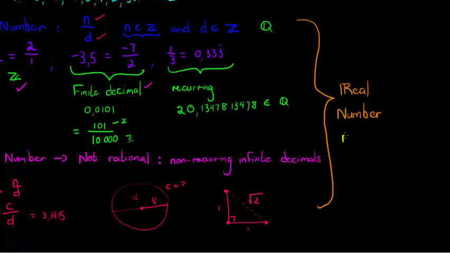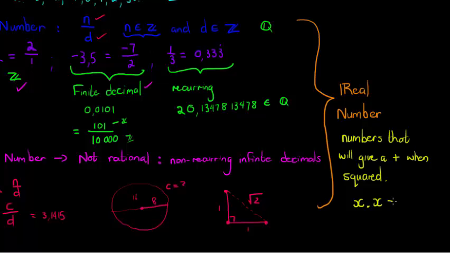It is numbers that will give a positive when squared. Okay, a number that will give a positive when squared. What do I mean by that? What I mean by that is if I take a number and I multiply it by itself, I will get a positive answer. If I have a real number, then I will get a positive answer.